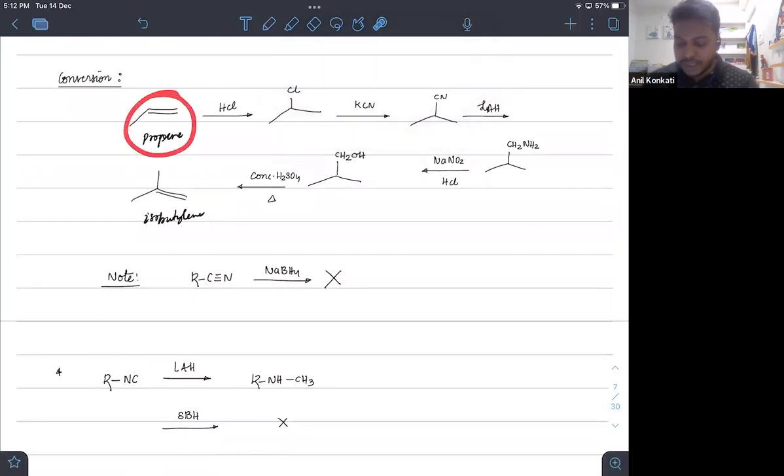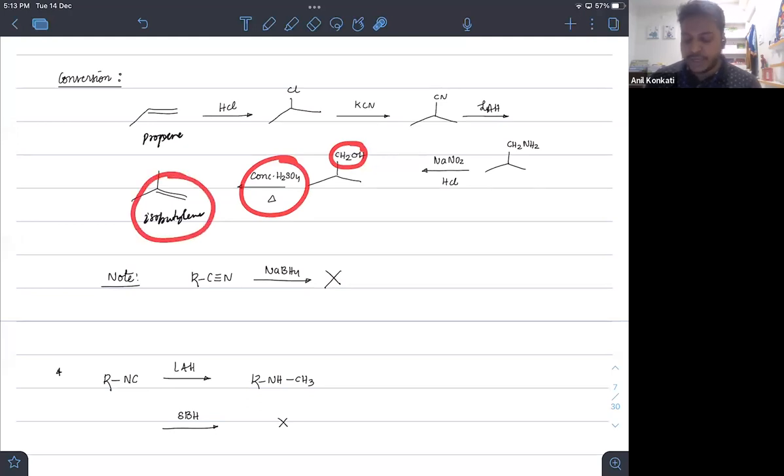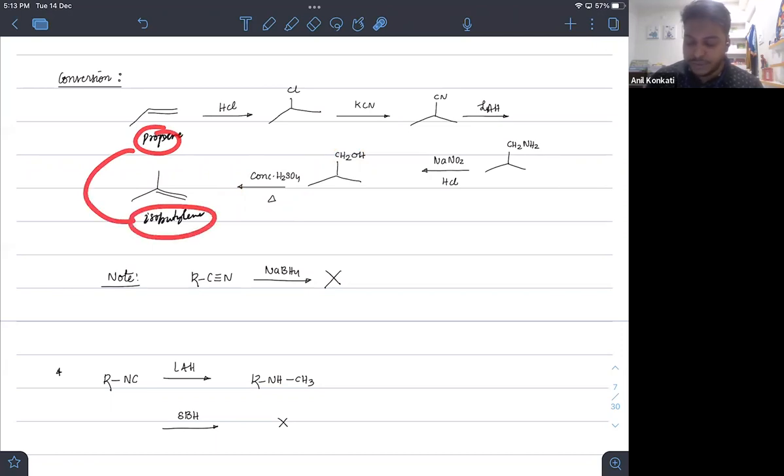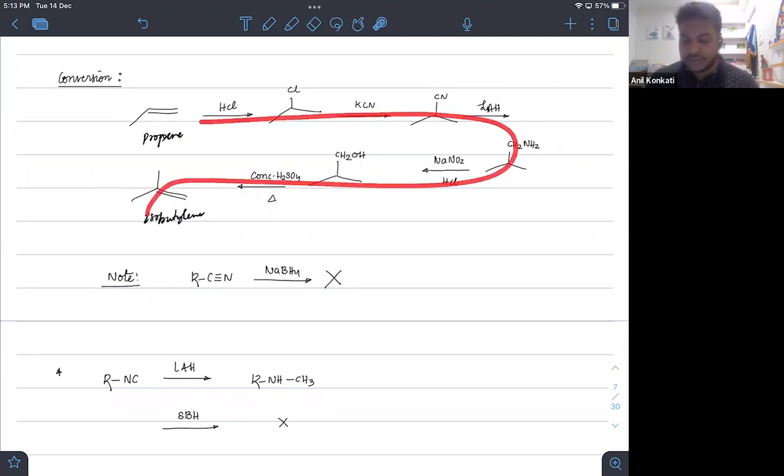So you can see a conversion reaction, how it is typically asked. Propene with HCl, we can get addition. With KCN, you will get cyanide. And with lithium aluminum hydride, what do we expect? Sorry, you will get this as an amine. Diazonium chloride, we will get this as alcohol. And dehydration, we will get isobutylene. So typically from propene to isobutylene, how is the conversion to be done? In NCERT, it was asked how to make propene to isobutylene. So typically, this is the conversion method which we will adopt.